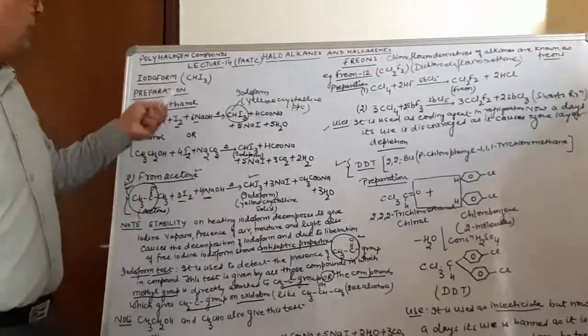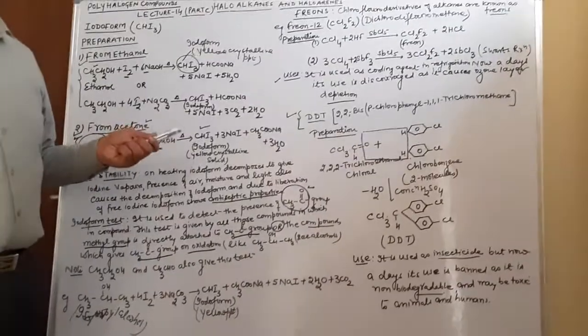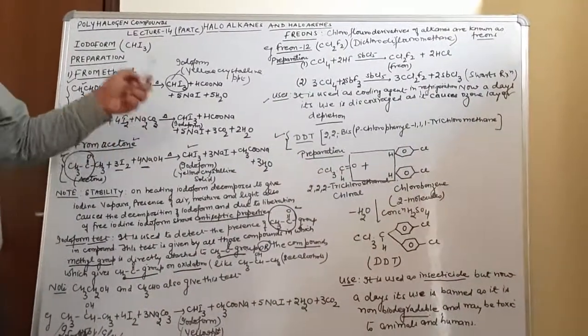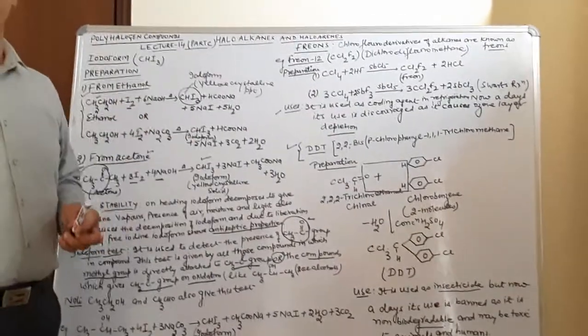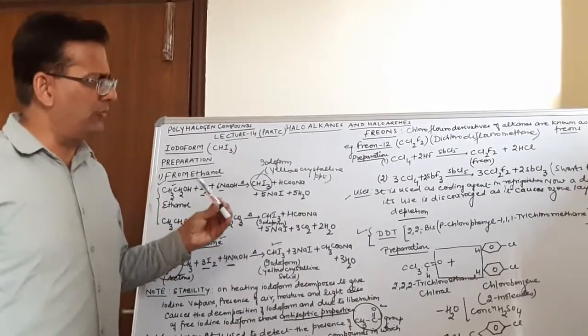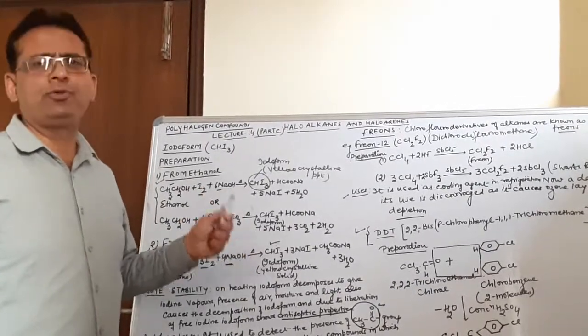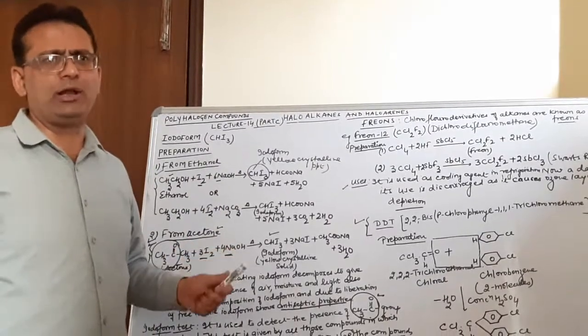Apart from that, we have discussed with you some polyhalogen compounds in which we discussed chloroform, iodoform, then we discussed the freon and DDT. The physical and chemical properties were also discussed with you, and with that we complete this chapter. So one very important chapter in class 12 is over, that is haloalkanes and haloarenes.